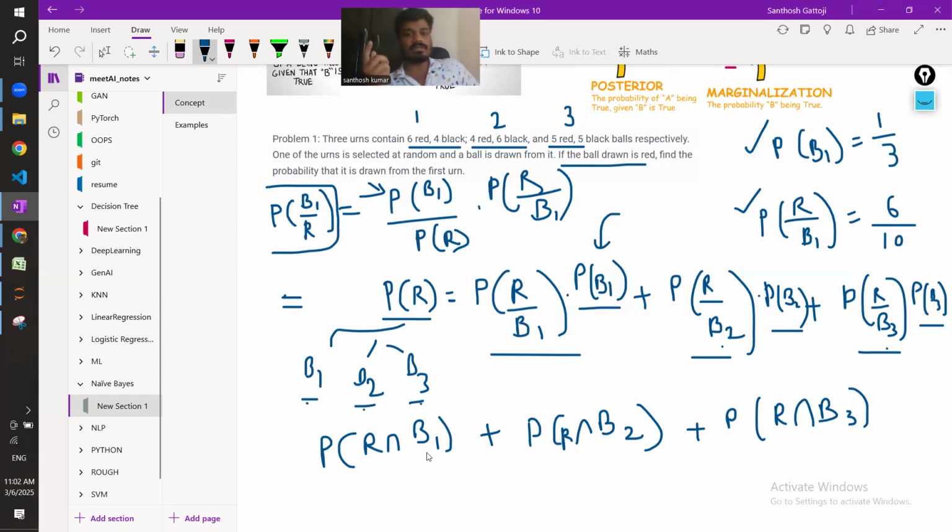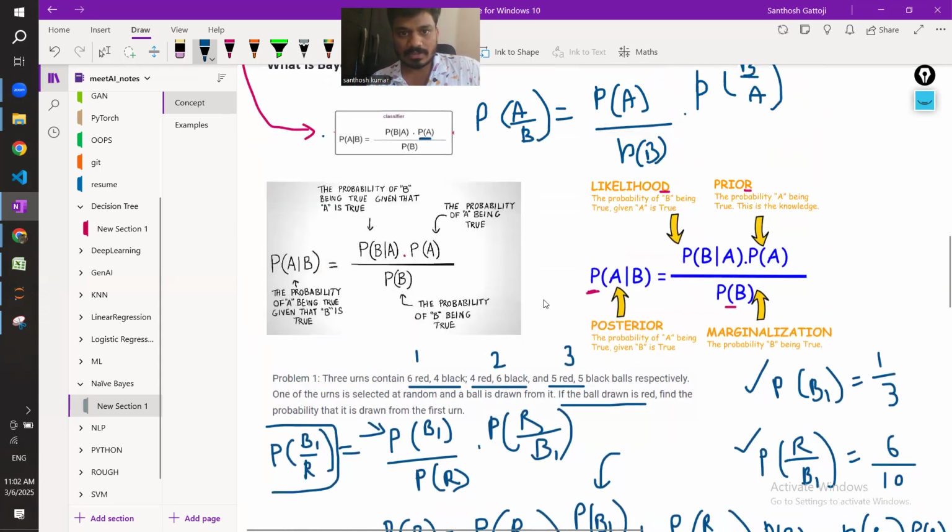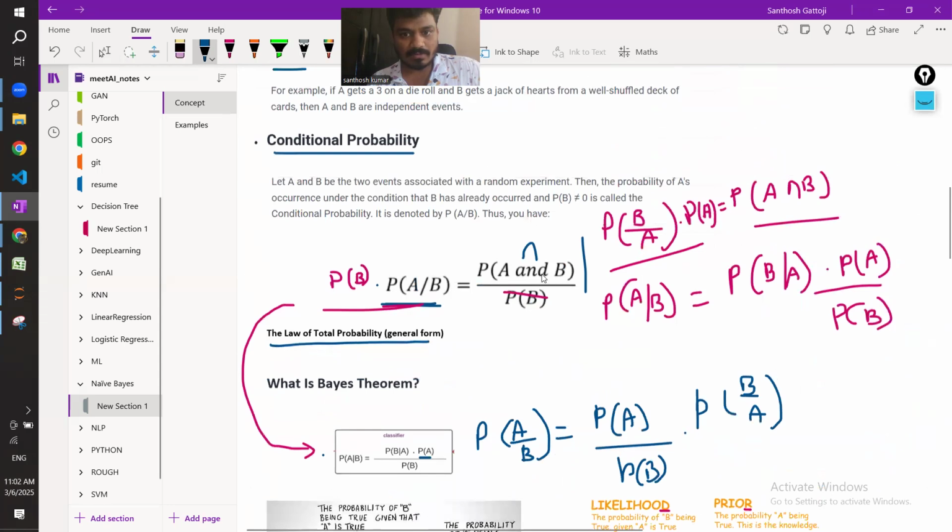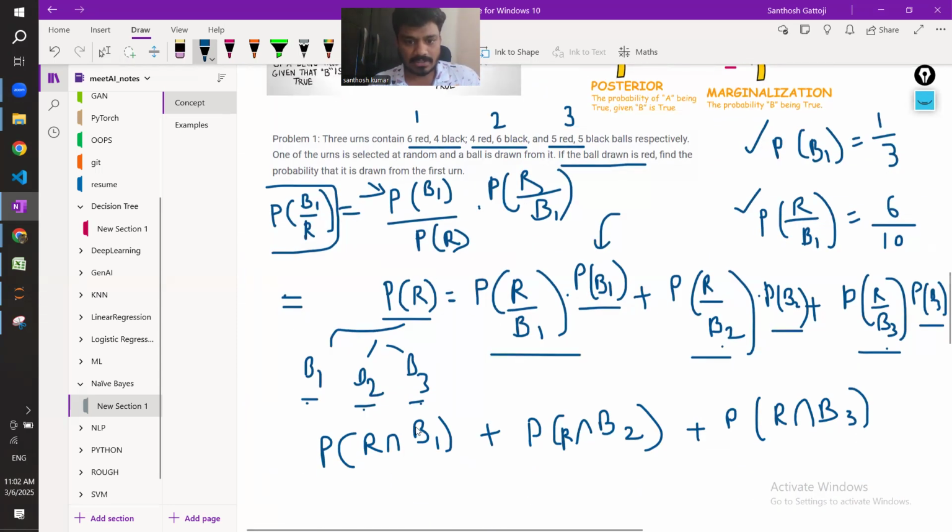R given B1 means B1 has already occurred. Now, what is the probability of R? R could occur or not occur, I don't know. But B1 has already occurred. Now, what is the probability of R? That is R by B1. But R and B1 means both are occurring. Now if you see this R and B1, from conditional probability, P of A by B equals P of A intersection B divided by P of B. So here I'll write P of R by B1, and focus on this. This is one way of what we have written. This you understood, I think.